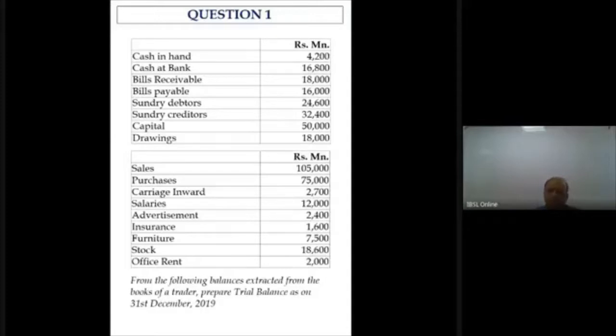So let me repeat it again. Cash in hand, asset. Cash at bank, asset. Bills receivable, asset. Bills payable, liability. Sundry debtors, asset. Sundry creditors, liability. Capital is straight away a capital element. Drawings is a negative capital. Sales, income. Purchases, expense. Carriage inward, expense. Salaries, expense. Advertisements, expense. Insurance, expense. Furniture is an asset, stocks is an asset, and office rent is an expense.